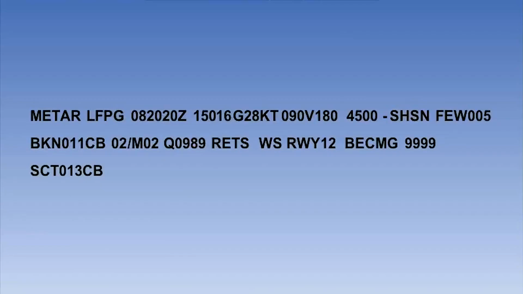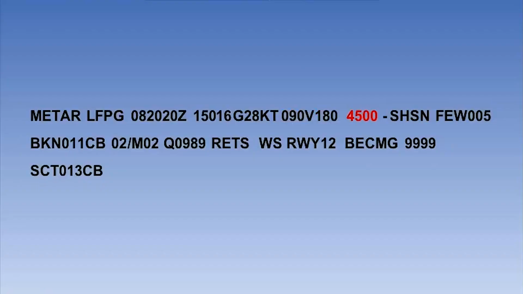The ICAO code identifies this as a METAR for Paris Charles de Gaulle on the 8th of the month at 2020 UTC. The wind is from 150 degrees true at a 10-minute mean speed of 16 knots, with a maximum gust of 28 knots recorded in the last 10 minutes.